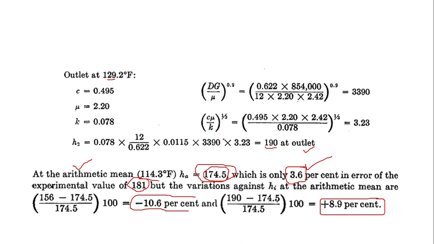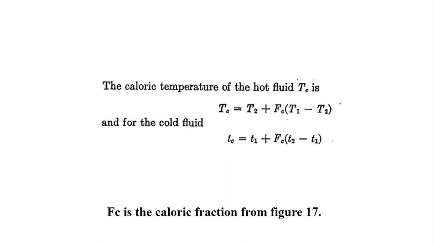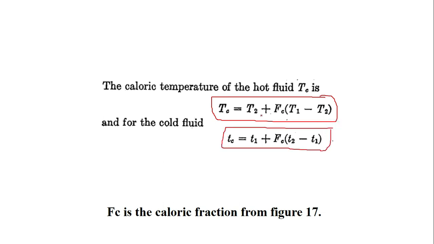So you have observed which value would be useful. It means that the nearest value for the film coefficient would be the arithmetic mean value. So in order to determine the fluid properties at the average temperature, or the caloric temperature, there are two different formulas, one for the hot fluid and one for the cold fluid, right? You have to use these formulas. The capital T1 and T2 are the inlet and outlet temperatures of the hot fluid, and the small t1 and t2 are the inlet and outlet temperatures for the cold fluid.